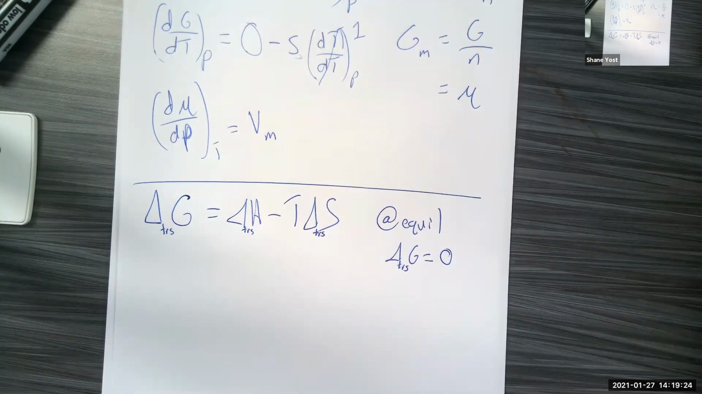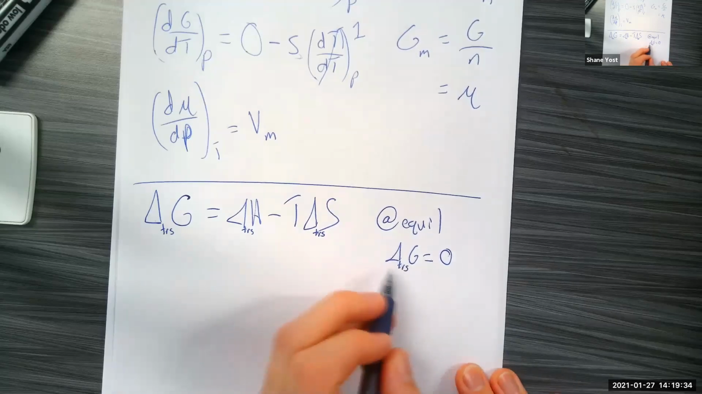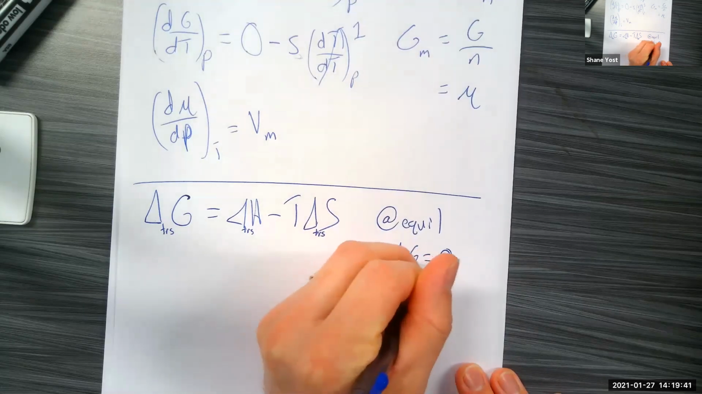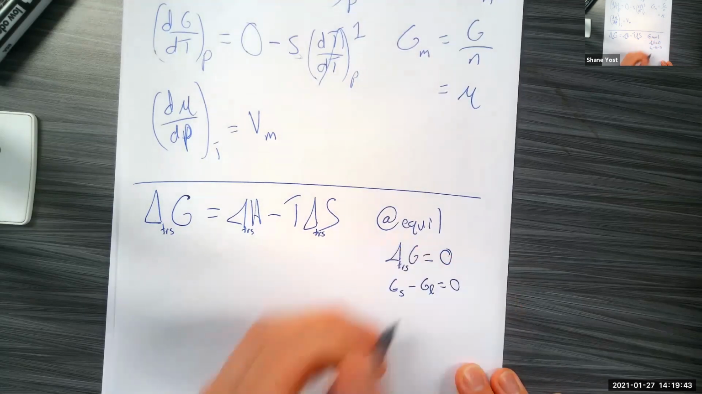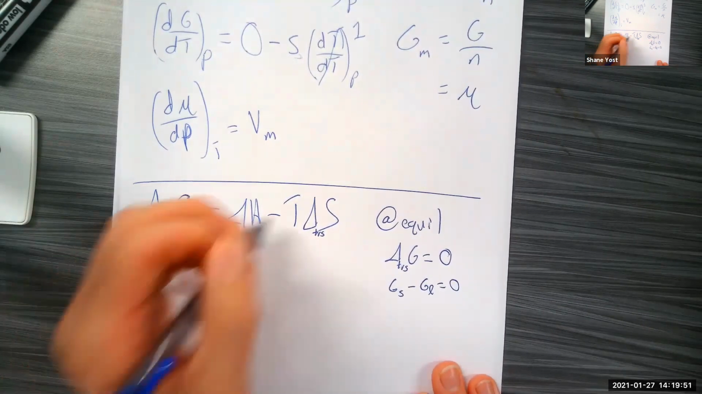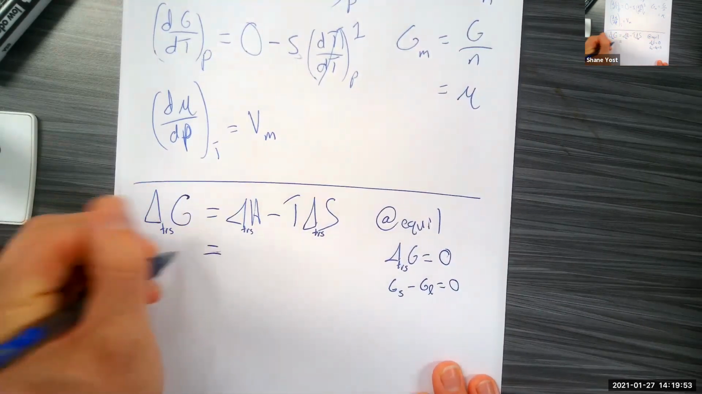Because neither phase is at a lower free energy, both phases are stable. And so that change in Gibbs free energy between, say, the solid and liquid is equal to 0. It's like Gibbs free energy of the solid minus Gibbs free energy of the liquid. That change is equal to 0 at equilibrium at the phase boundary. And so this entire term here just equals 0.